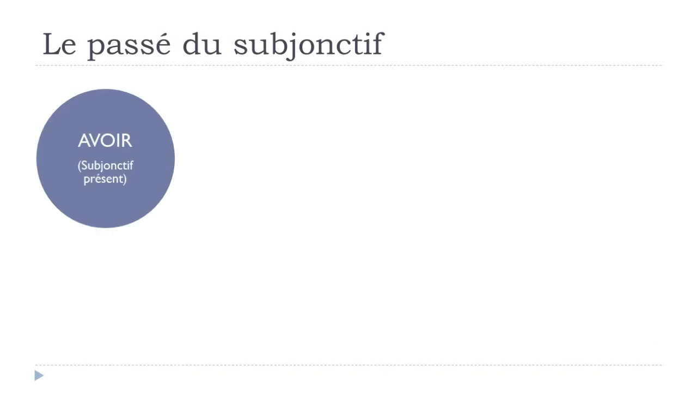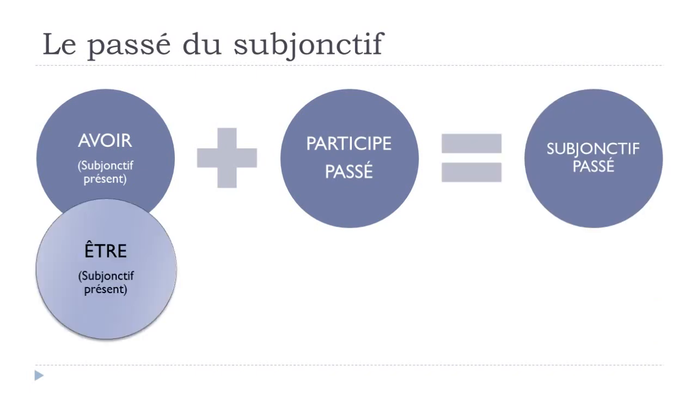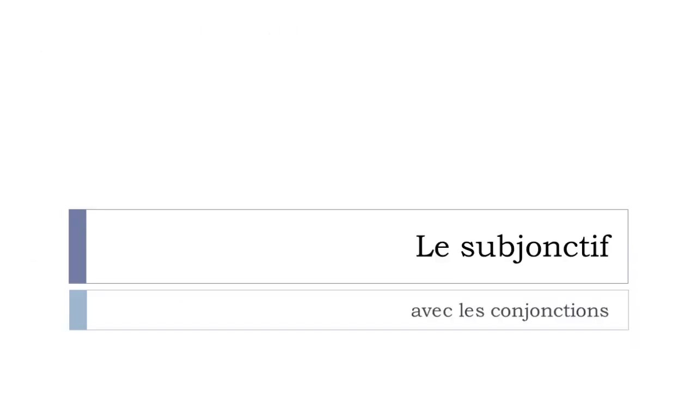If you want to construct this passé du subjonctif, first you will have to put avoir at the subjonctif présent, then your participe passé, and you will get your subjonctif passé. In all these exceptions that we saw, être, subjonctif présent, and the participe passé, and you will get your subjonctif passé form.